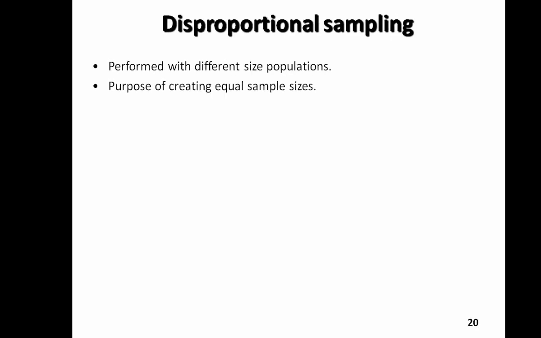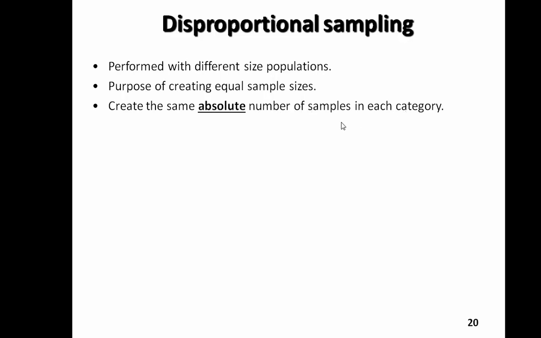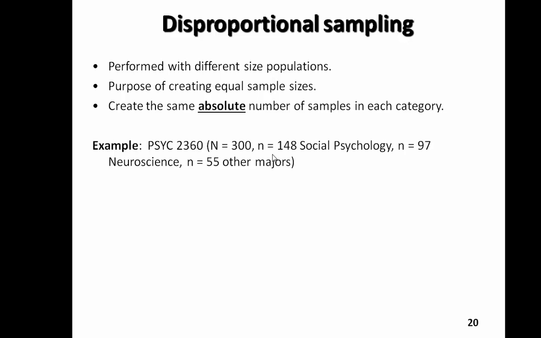This proportional sampling takes a very similar approach in which a population is subdivided into different groups, but the point with disproportional sampling, the goal is to create equal sample sizes in terms of the absolute number of samples in each category or in each subgroup. So once again, we go back to our example of Psychology 2360. We have our 300 students, 148 focused on social psychology, 97 on neuroscience, and 55 with other majors.